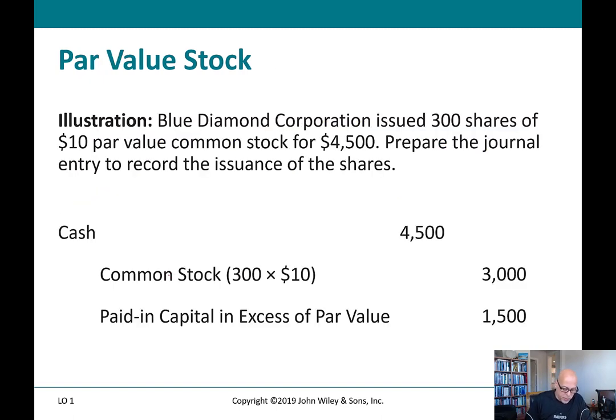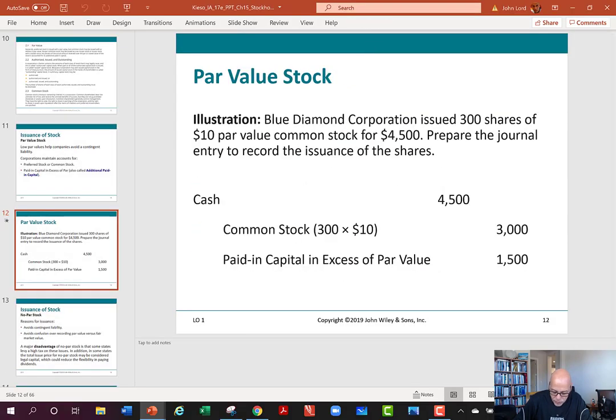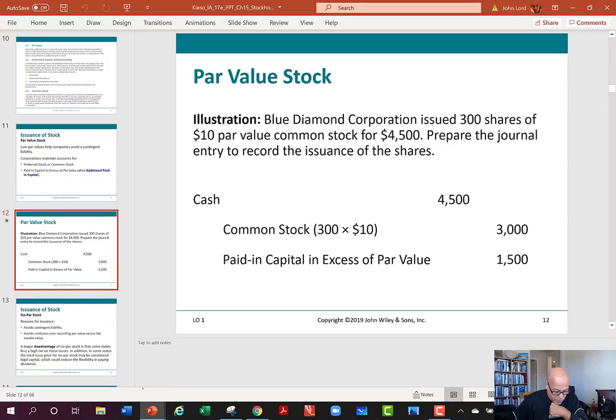The stock had a par value of $10. You take that times the number of shares, that gets credited to the common stock account. They issued it for $4,500. So the amount that is paid in excess of par is this $1,500. And of course, you're receiving the cash, so you debit the cash. Okay. And I think you've seen this several times, probably, as you've looked at accounting over the last little while, and so that shouldn't be a big shock. Okay, so that's pretty straightforward as to how we would account for a transaction of that nature.